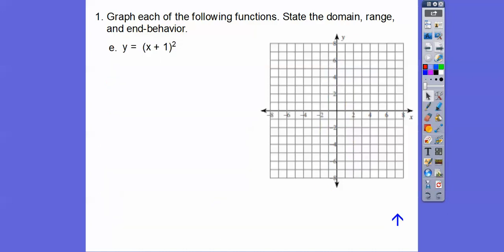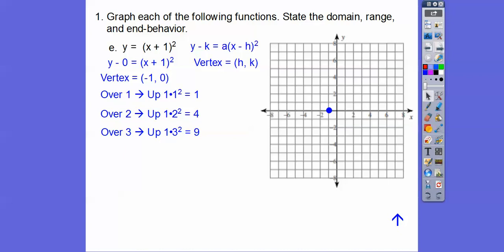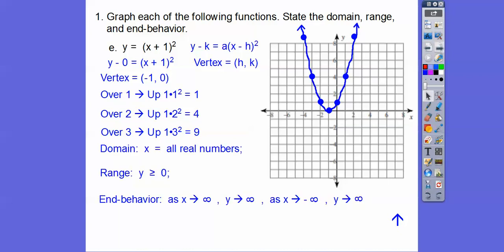Here's another parabola. Let's put this in vertex form, okay? So it looks like that, and so the vertex is at -1, 0, and this graph is going up, okay? So because it's positive. All right, so we go over 1, it goes up 1 squared, over 2, up 2 squared, over 3, up 3 squared, okay? So there's that parabola right there, and the domain is all real numbers, x equals, starts at 0 and goes up, so the range is y is greater than or equal to 0, and our end behavior, when we go to the right, the graph goes up, and when we go to the left, the graph goes up also, okay?